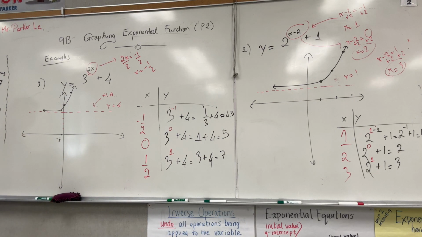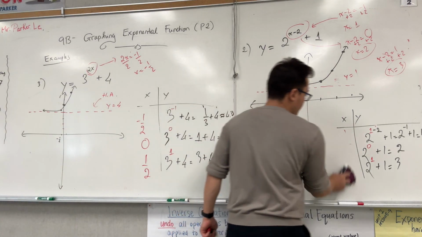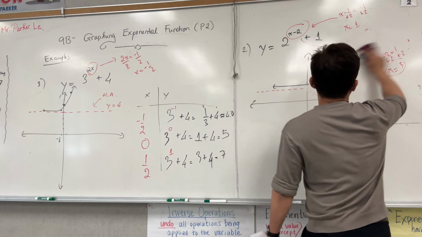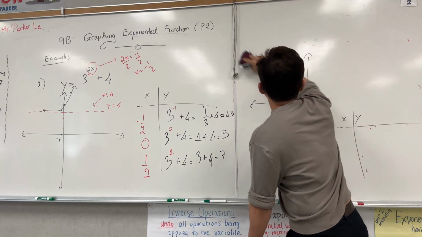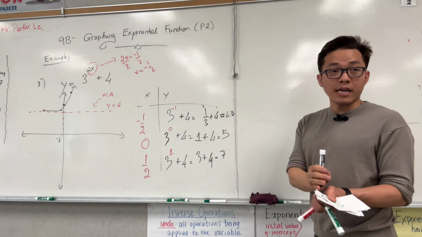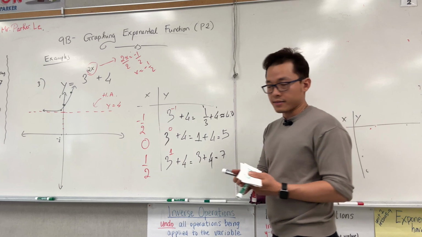Easy, right? All right. So the last 3 you're going to do on the middle whiteboard. Maybe just 2 more. And then we're going to review the asymptote.